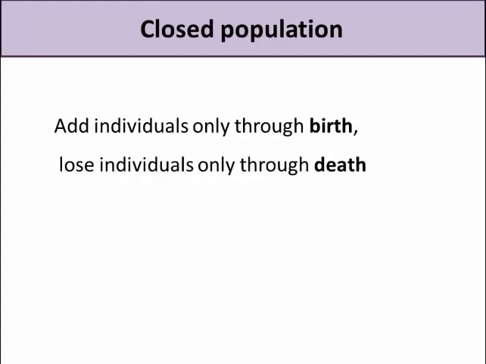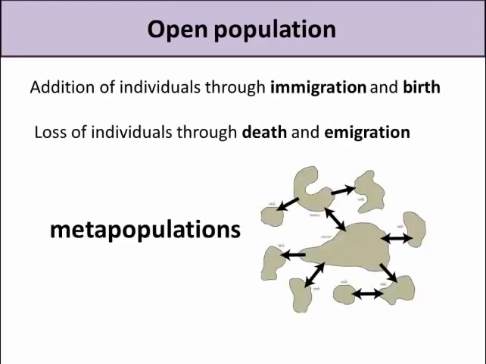So first we want to take a step back and we want to look at closed populations and open populations. In a closed population, you can only grow individuals through birth and lose individuals through death. Open populations are different, and here you can add individuals through immigration and birth and lose individuals through death and emigration. These are going to be our metapopulations, which we're going to talk about in a different slideshow.